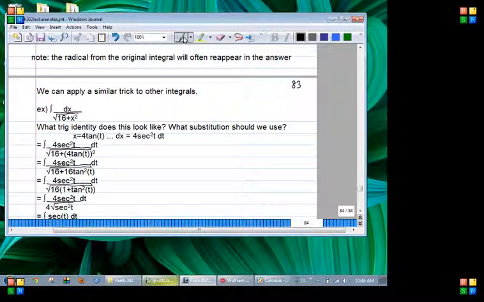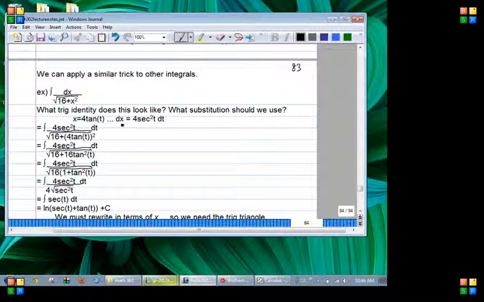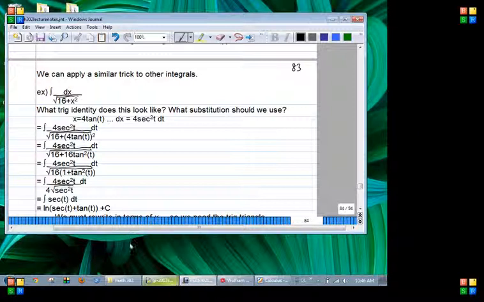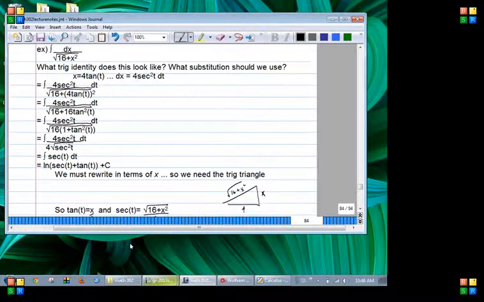And we've done this integral before. So I'm not going to go through those steps again, but this works out to ln of secant t plus tan t, and then plus c at the end. But once again, we're not done. Why are we not done? Got to put it back in terms of x. So in order to do that, we need the trig triangle.